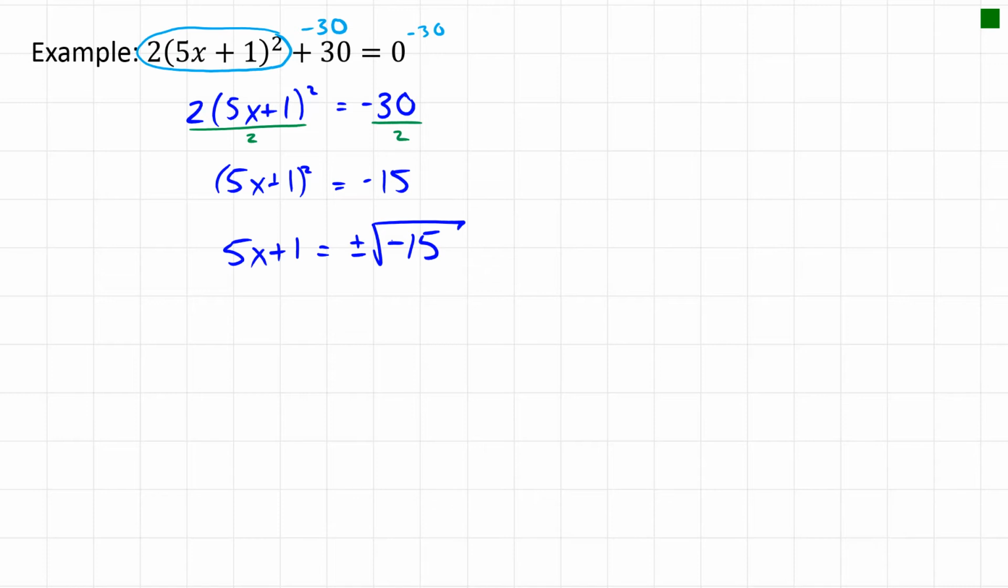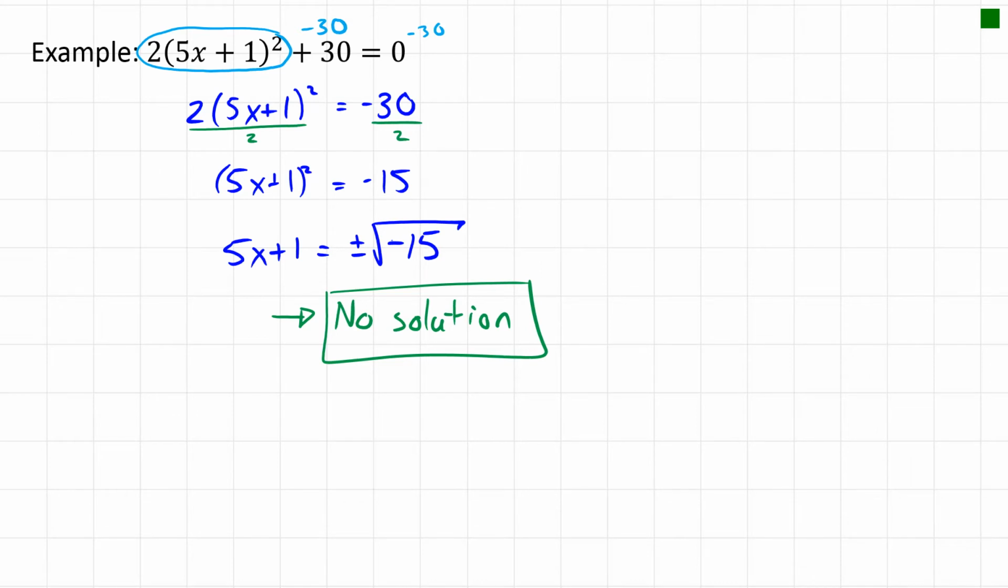Looking at this now, we see that 5x + 1 is equal to plus or minus the square root of negative 15. And now we realize all of a sudden that there is no solution to this equation. And that is our final answer to this problem, that there is no valid solution to this equation. Well, I should say there's no real solution to this equation.